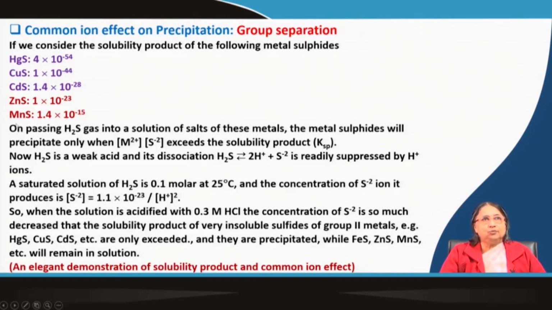If you have a mixture of all these, then sulphides of only these three metals will be precipitated under acidic condition when you pass the H2S gas. Okay. But the others will not be precipitated; FeS, ZnS, MnS etc. will remain in solution. Okay. This is an elegant demonstration of solubility product and common ion effect, which has been used in group separation in analytical chemistry.